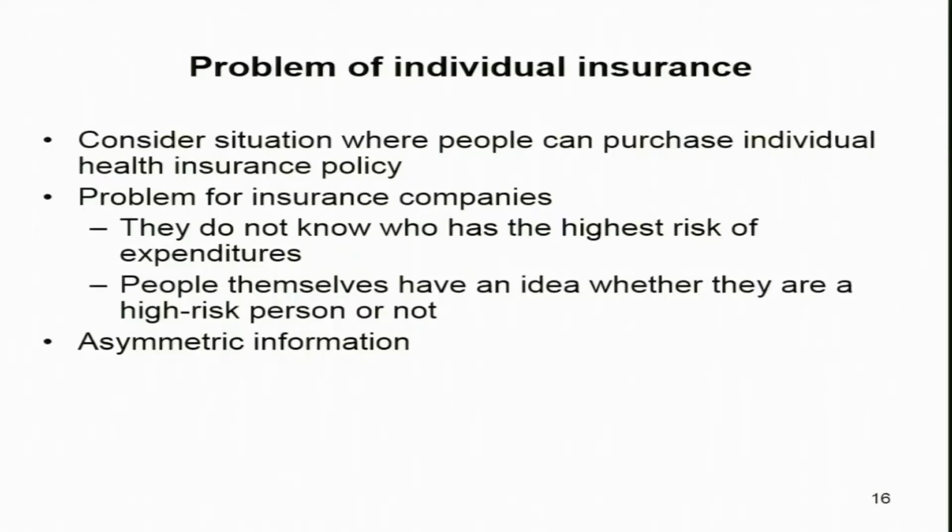So in an individual health insurance market, the problem for insurance companies is that they do not know who has the highest risk of health expenditure, or what are the potential health risks of the potential purchasers or potential consumers. As compared to insurance companies, people themselves have an idea whether they are a high risk person or not.